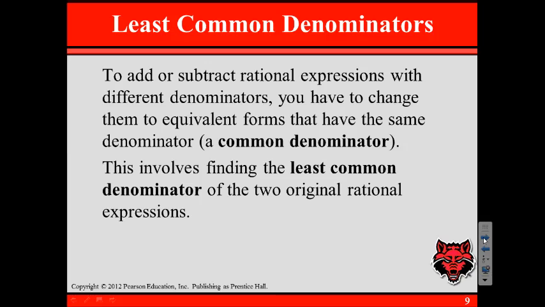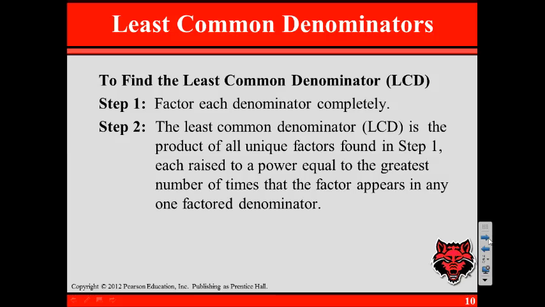To subtract rational expressions with different denominators, we have to change them to equivalent forms that have the same denominator. Now, that involves finding the least common denominator of the two original rational expressions. To find the least common denominator, first we factor each denominator completely. In step 2, the least common denominator is the product of all unique factors found in step 1, each raised to a power equal to the greatest number of times that the factor appears in any one factored denominator.